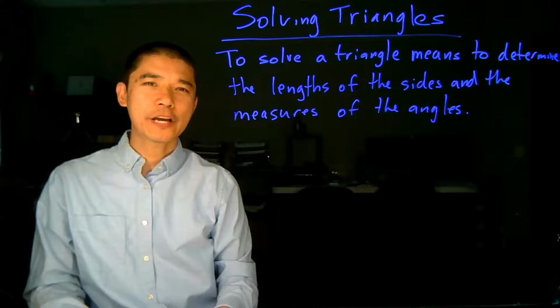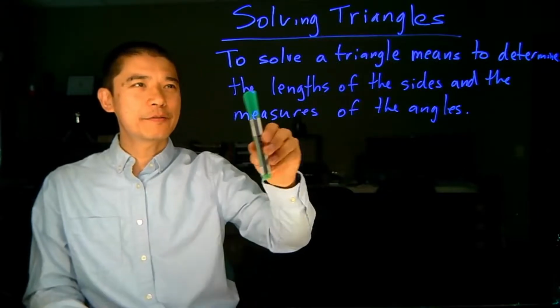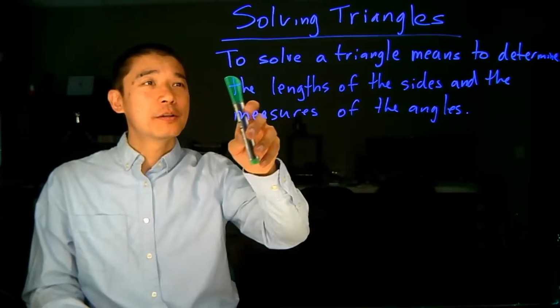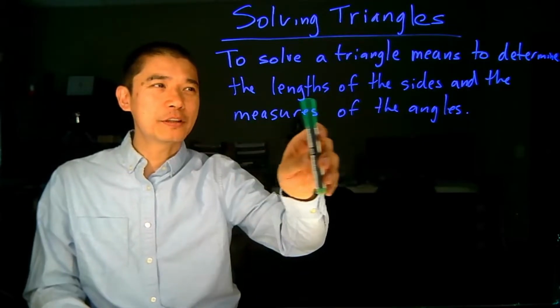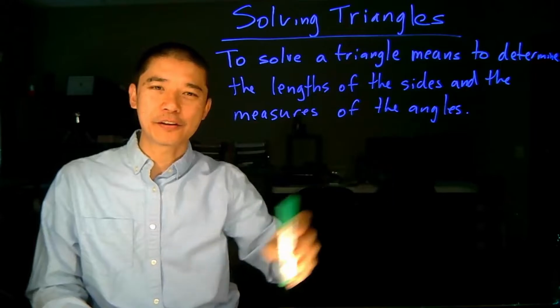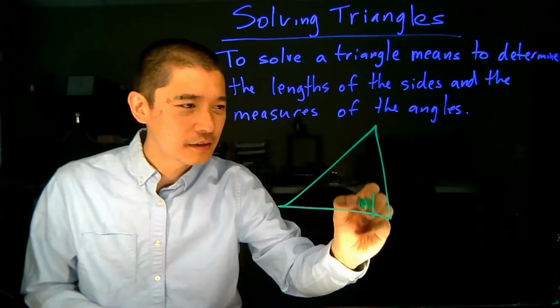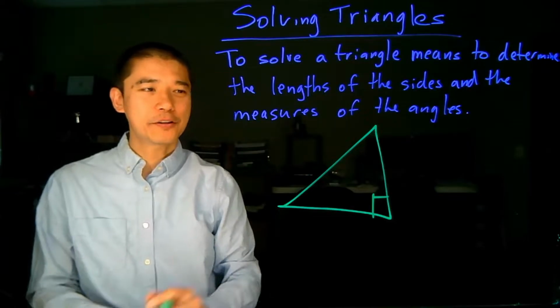The next thing we're going to look at is solving triangles. Specifically, we'll be solving right triangles in this section, and later on we'll solve general triangles. To solve a triangle means to determine the lengths of the sides and the measures of the angles. So you're going to be given, in this case, a right triangle, and you're going to have some information about it.